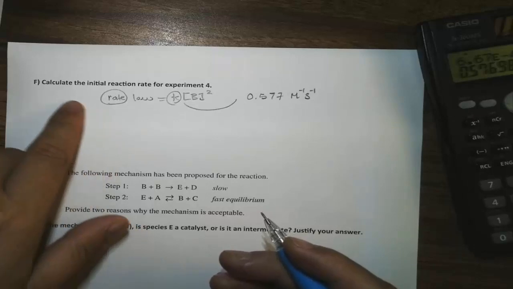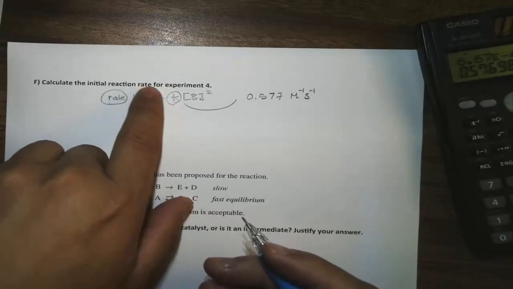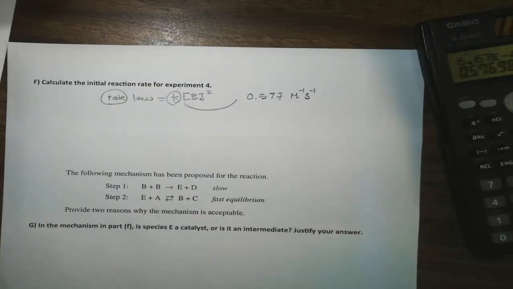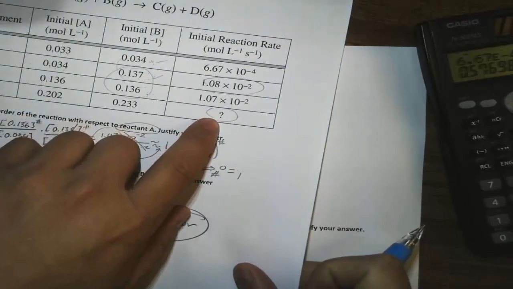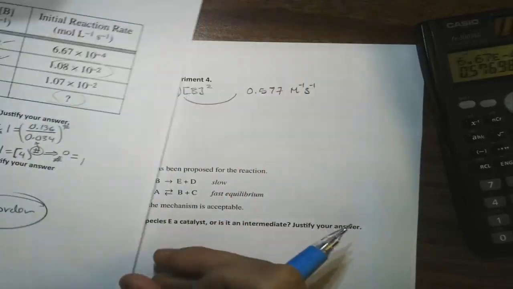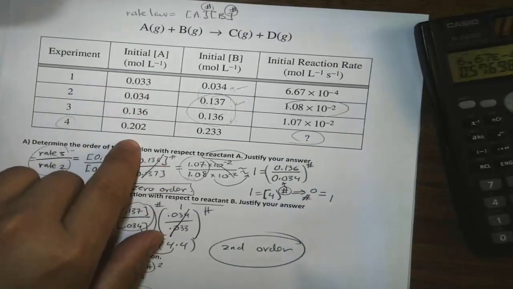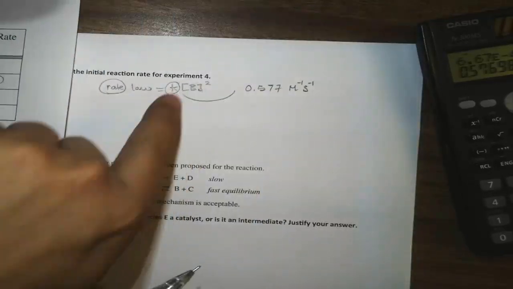So in this question F, it asks you to find the rate for experiment 4, and we notice that experiment 4 in the table is not given to us. So can we just use this data to solve for it? Well, in this case, do we care about the concentration of A? No, because A is not really included in our rate law.